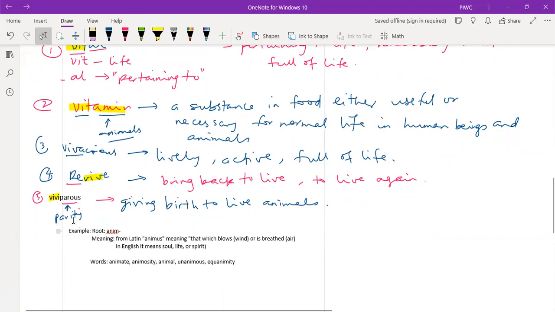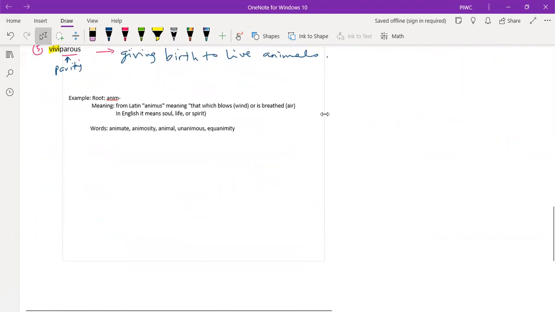Okay. Let's look at another example here. We want to look at the roots anim, A-N-I-M, all right? Now, this word comes from the Latin word animus, animus, meaning that which blows, anything which blows like wind, or is breathed, something that is breathed in like air, right? So that's from the Latin root animus. Okay. And then in English, it means soul, life, or spirit. Life or spirit.